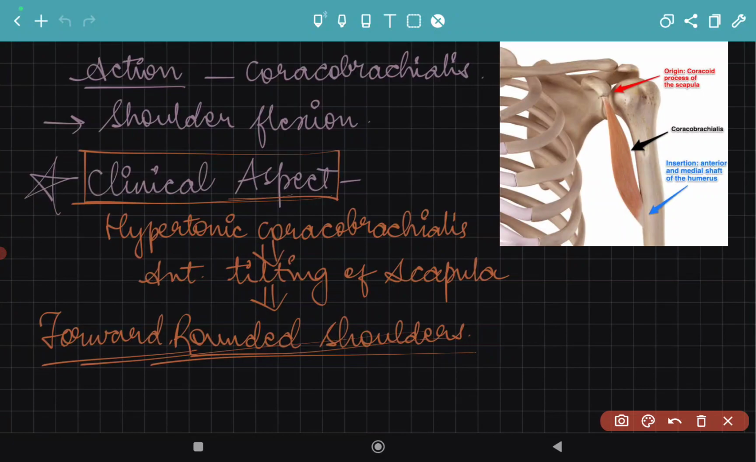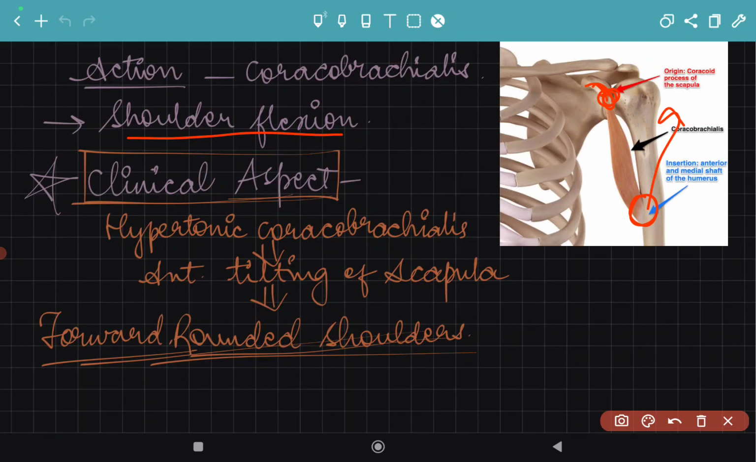Now what is the action of coracobrachialis? It comes from the coracoid process, whose tip we know faces anteriorly, and from there it inserts to the medial border of the humerus on the middle shaft. So it causes shoulder flexion. The action of coracobrachialis is shoulder flexion.